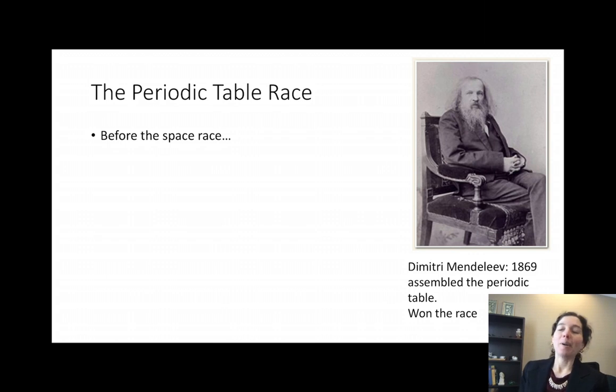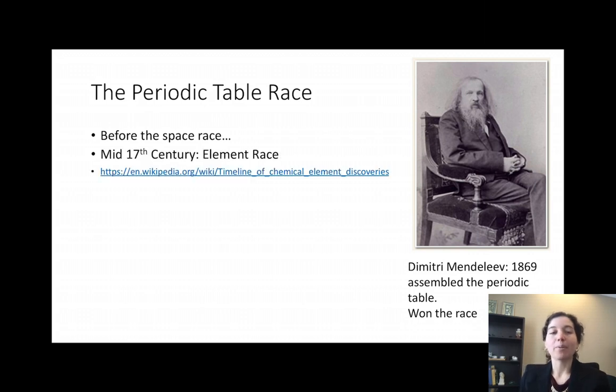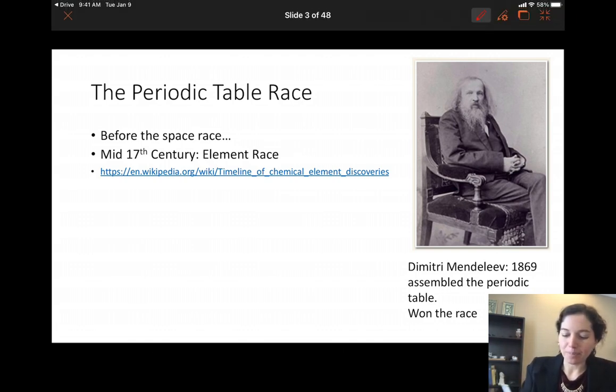So many of you may not know, but before the space race, there was actually a periodic table race. Around the mid-17th century, there was a big race to discover elements on the periodic table. A lot of these things weren't known. There's a big timeline on Wikipedia if you want to see all the different elements and the dates they were discovered.